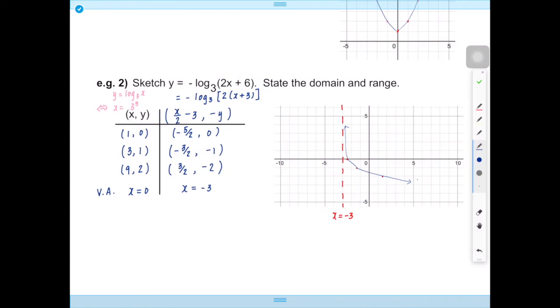And here, let's label this as y equals negative log of 2x plus 6 base 3. And we will state the domain and range of this function. Domain is any x value that belongs to real numbers such that x is greater than negative 3. And the range is any real numbers. There we go.